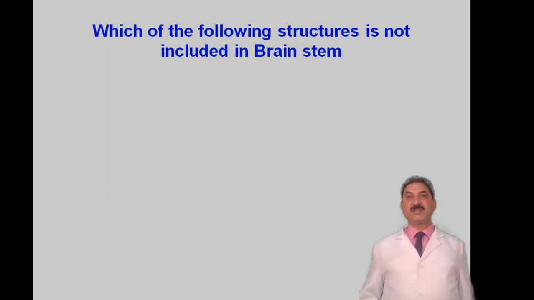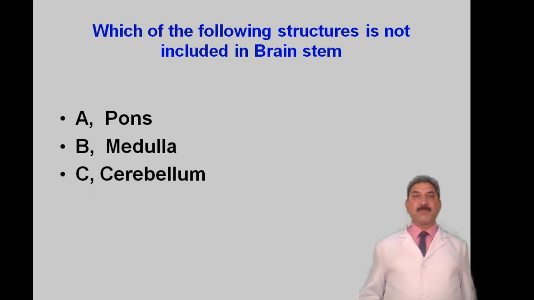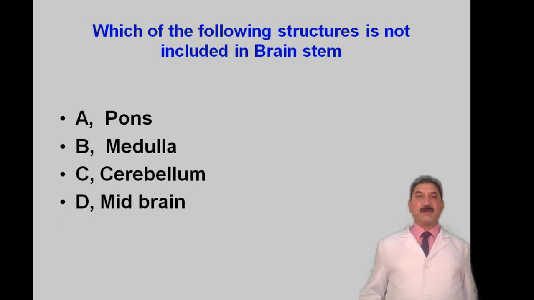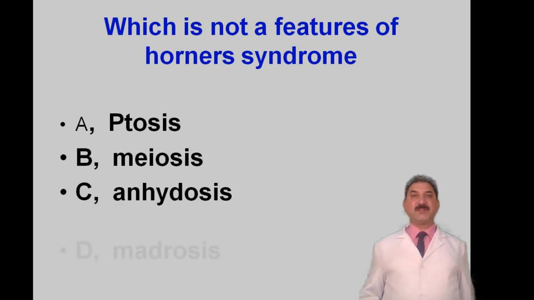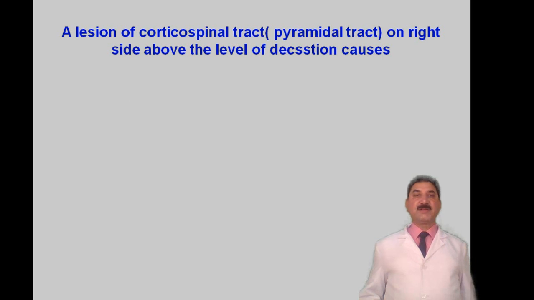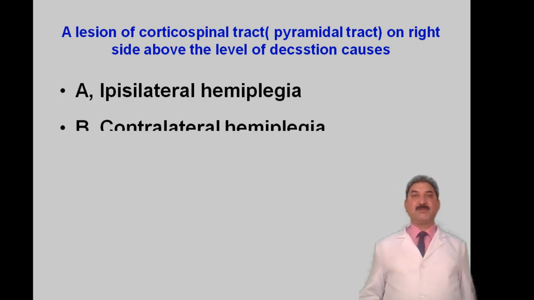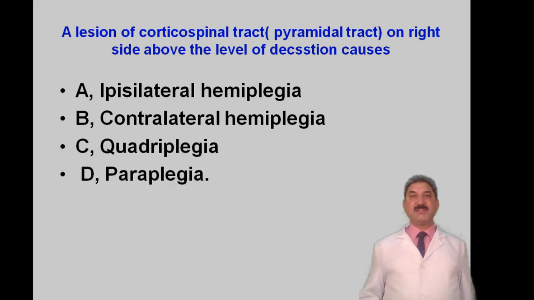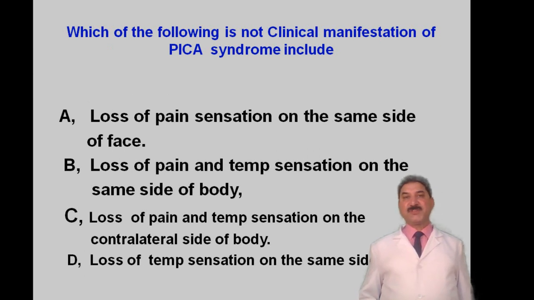Which of the following structures is not included in the brain stem? Pons, medulla, cerebellum, midbrain. The cerebellum is not included in the brain stem. Which is not a feature of Horner syndrome? Ptosis, miosis, anhidrosis, mydriasis. Mydriasis is not a feature of Horner syndrome. It occurs in third nerve palsy. A lesion of the corticospinal tract on the right side above the level of decussation causes: ipsilateral hemiplegia, contralateral hemiplegia, quadriplegia, paraplegia. B is the correct option.